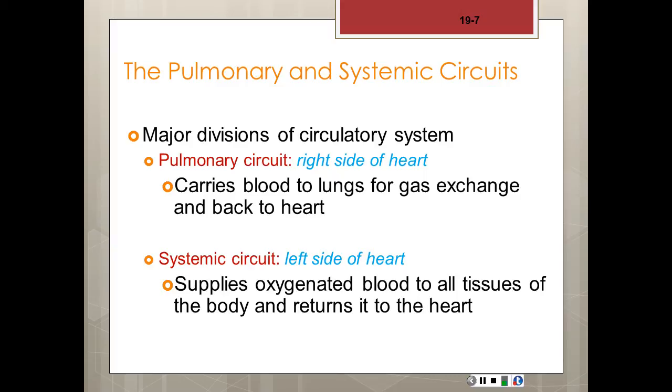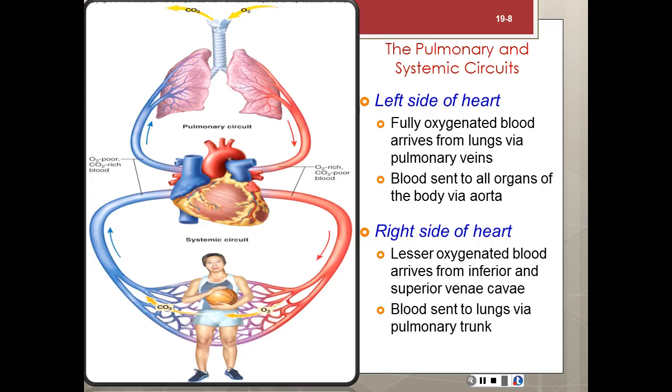So the pulmonary side, that right side of the heart, is just dealing with deoxygenated blood, because if the blood has to get to the lungs for gas exchange, it's picking up oxygen from the lungs. So that's why the right side of the heart deals with deoxygenated blood and the left side deals with oxygenated blood. Oh, I went ahead of myself.